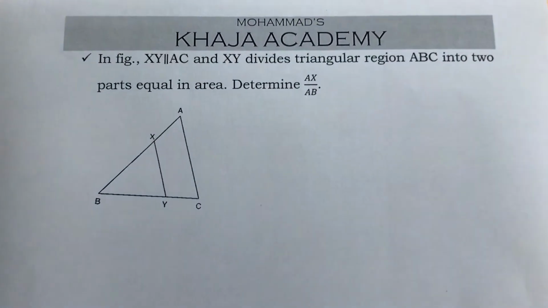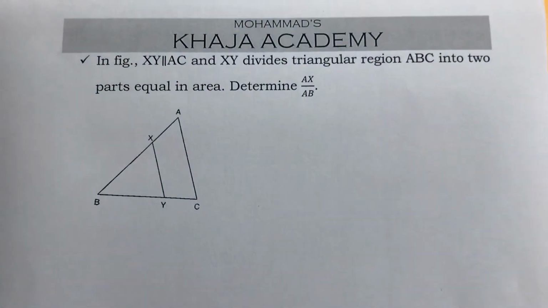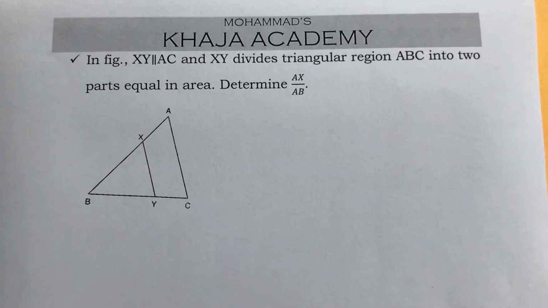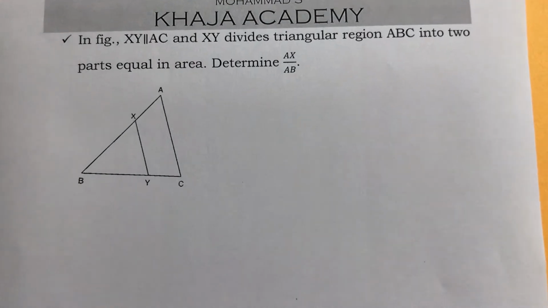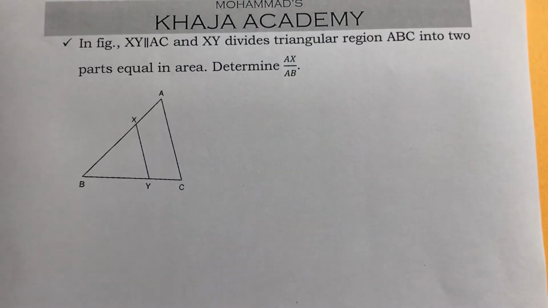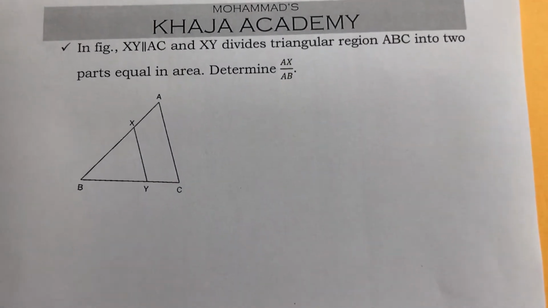In the figure, XY is parallel to AC and XY divides the triangular region ABC into two parts equal in area. Determine the AX by AB ratio.